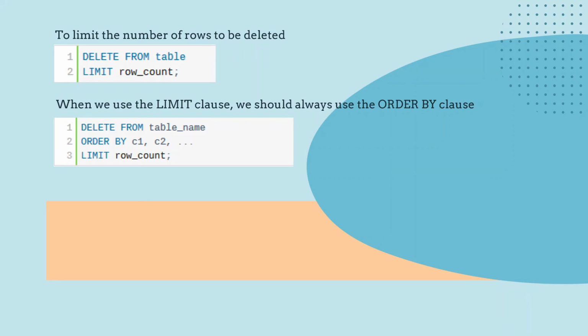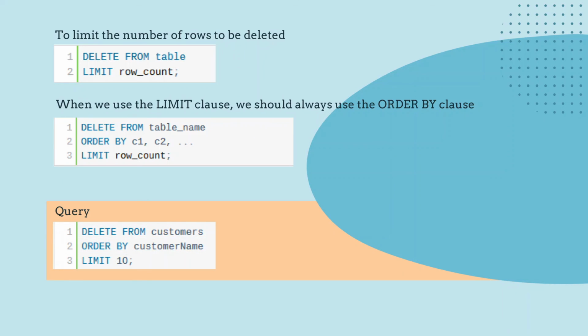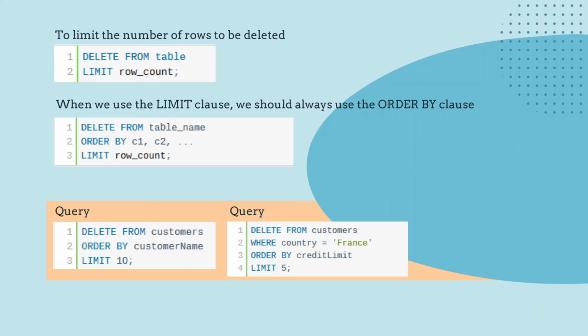For example, this statement sorts customers by customer names alphabetically and deletes the first 10 customers. Similarly, this delete statement selects customers in the French country and then sorts them by credit limit ascendingly and deletes the first 5 customers.